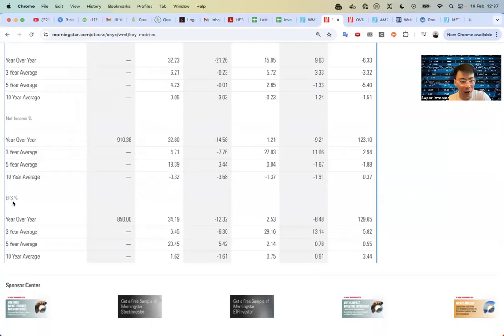Okay, example, earnings per share, percentage, right? Past 10 years, they grew at 1.62%. Past 5 years, 20%. 3 years, slow down, year on year, 34%. So I like to look at the whole entire thing holistically, so you will see the particular trend.